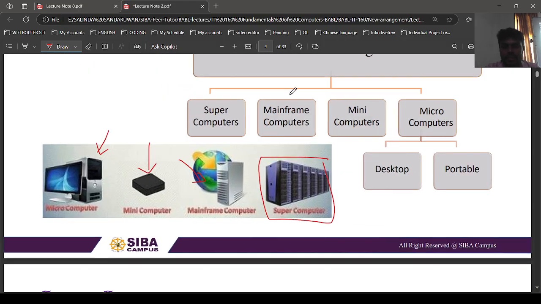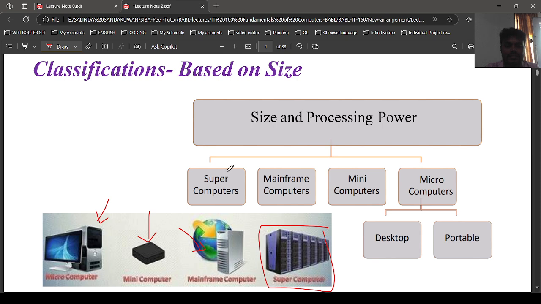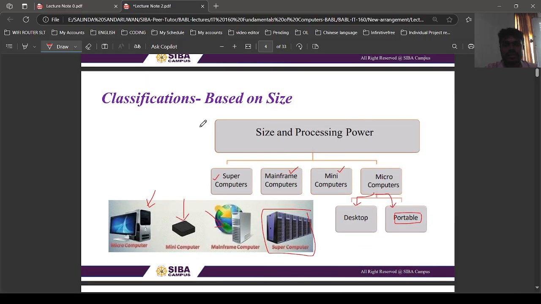Let me go again to this classification. We have supercomputers, mainframe computers, and mini computers. And here we have some microcomputers. Imagine your smartwatch. It's a portable computer. Imagine your Android or iOS phone. It's a portable one, right? So that's the classification based on physical size.